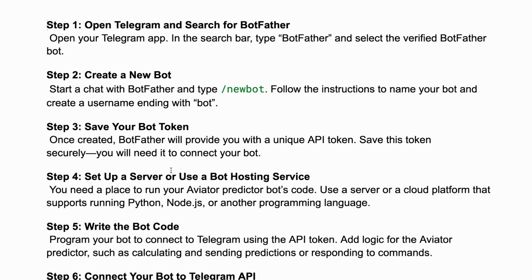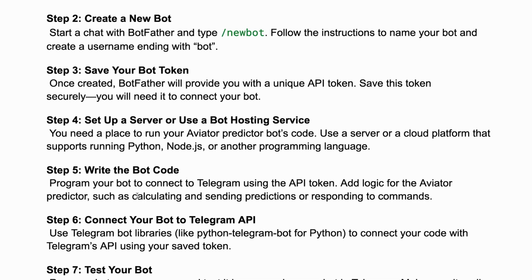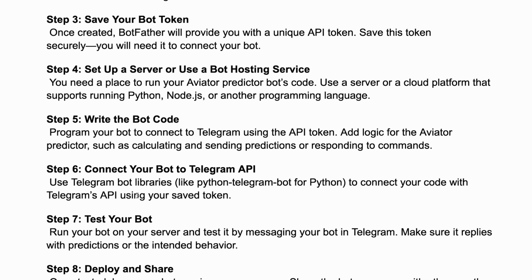How to make Aviator Predictor bot in Telegram. First, open up your Telegram app. In the search bar, look for BotFather and select the verified BotFather bot. Then start a chat with BotFather and type /newbot and follow the instructions to name your bot and create a username ending with bot and save your bot token.